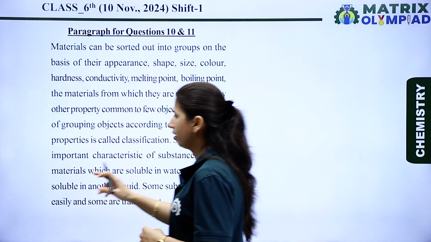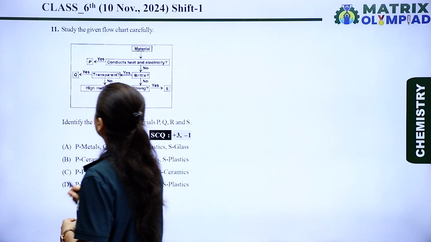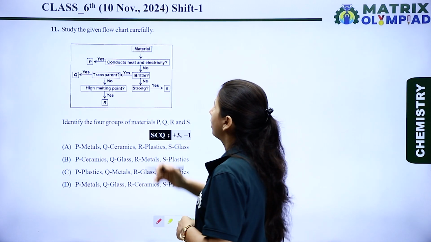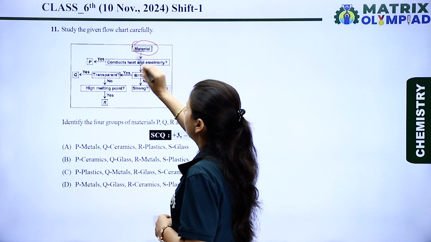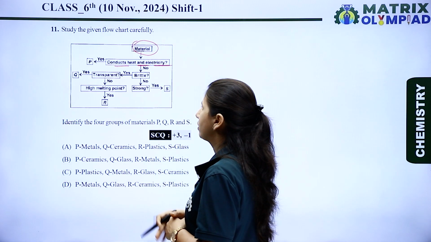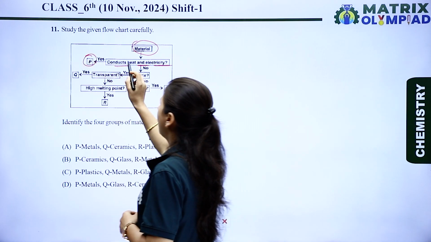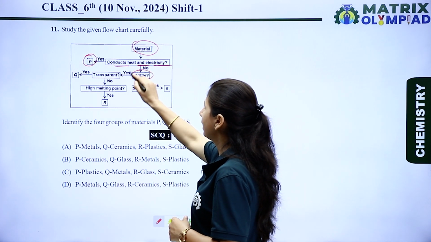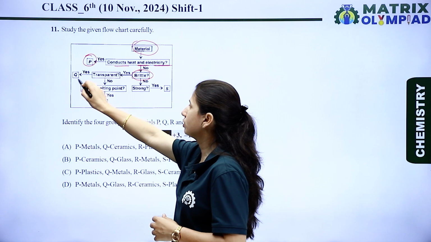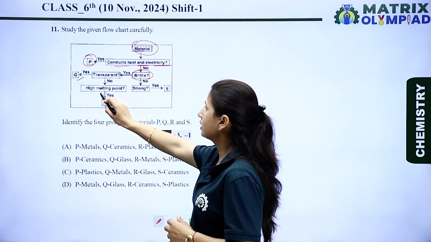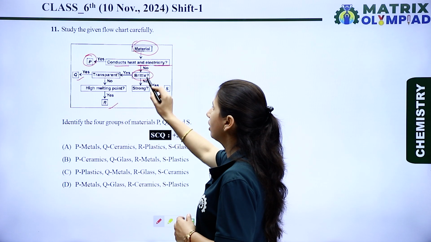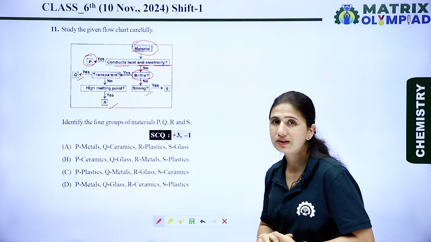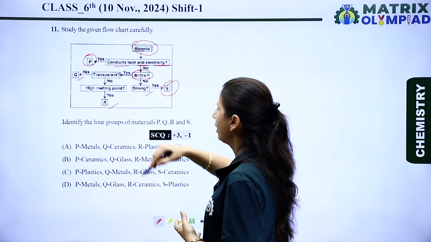The next question, the paragraph is the same, and the question is: study the given flow chart carefully. In the flow chart, first, the material that conducts heat and electricity is P. If it does not conduct heat and electricity, is brittle in nature and is transparent, then it is Q. If it is brittle but not transparent and has a high melting point, it is R. And if it is not brittle and does not conduct heat and electricity but is strong, it may be S.